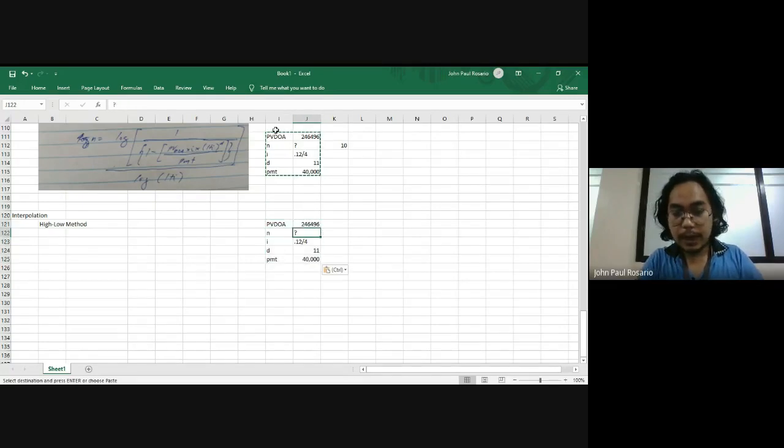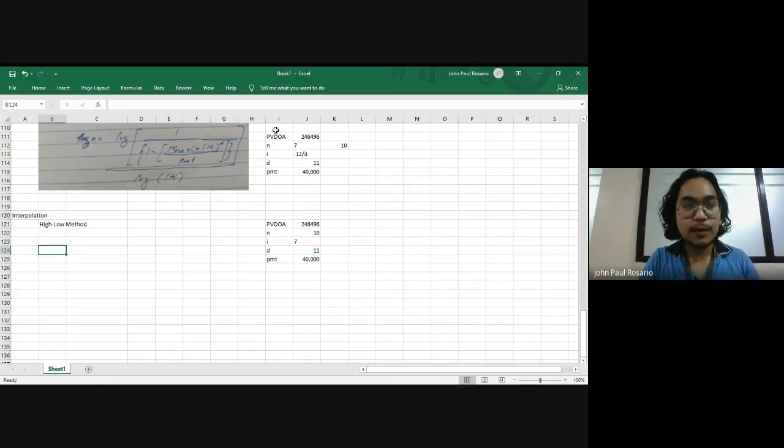Our information N is 10. I is unknown. Okay. So for our high-low method, what we do is we assume percentages. Okay? So, by the way, before we proceed to the high-low method, what do you think is the difference between future value amounts and present value amounts when it comes to annuity? What do you think is the difference?